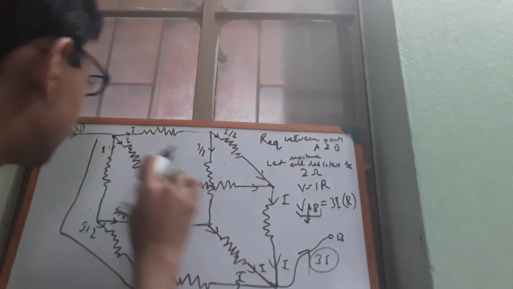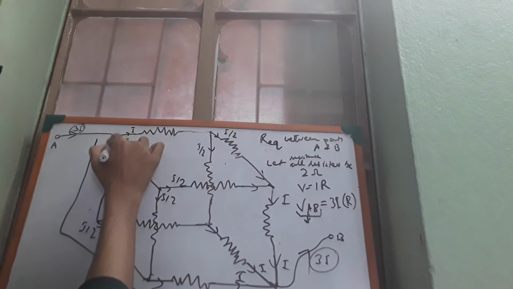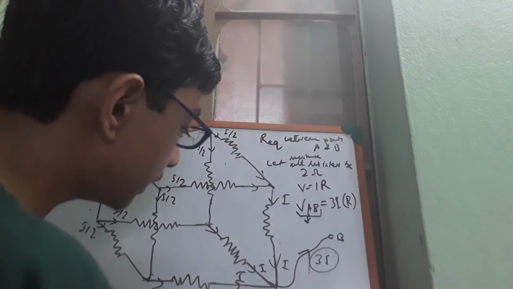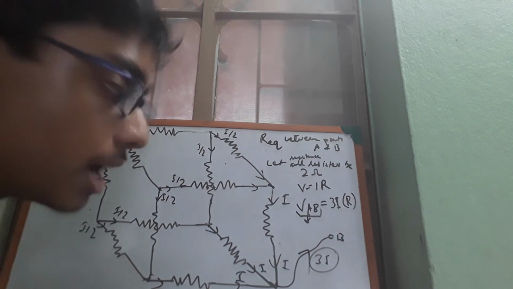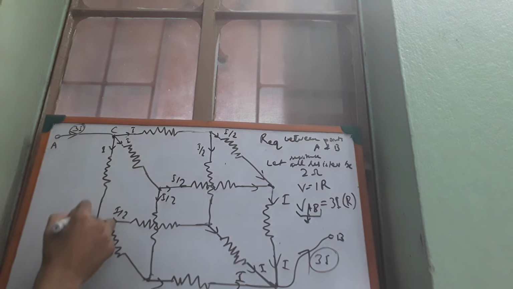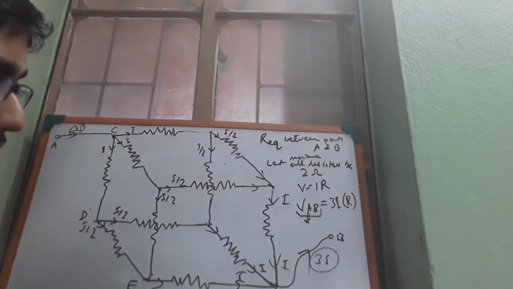Now the thing is that all these paths are actually connected in parallel, because at the beginning the current is dividing itself into three parts. So all these paths are connected in parallel. That means the potential difference will remain the same across these paths. Let's name this point C, this point D, this point E, and this point F. E and F are not visible, right? Okay.